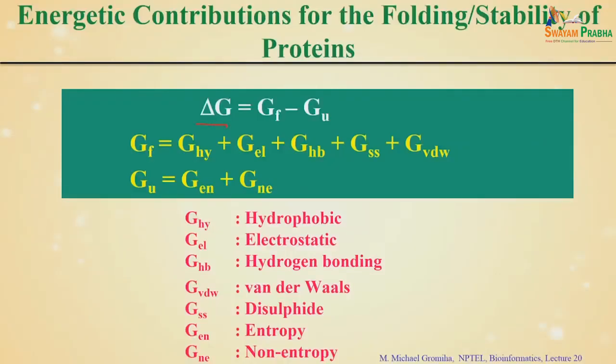These are the experimental data. Now, the question is how we interpret this data using the contribution from different interaction energies. So, how to do this? As we discussed earlier, what is delta G? This is the free energy difference between the folded state and the unfolded state. So, you can see the folded state and you can see the unfolded state.